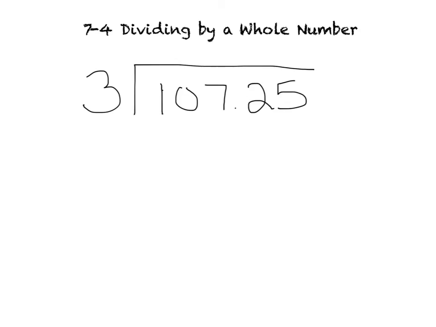All right, so here's our problem. I have $107.25 divided by 3. So you can see that I put my larger number inside the house. I always do that. And my divisor is on the outside.